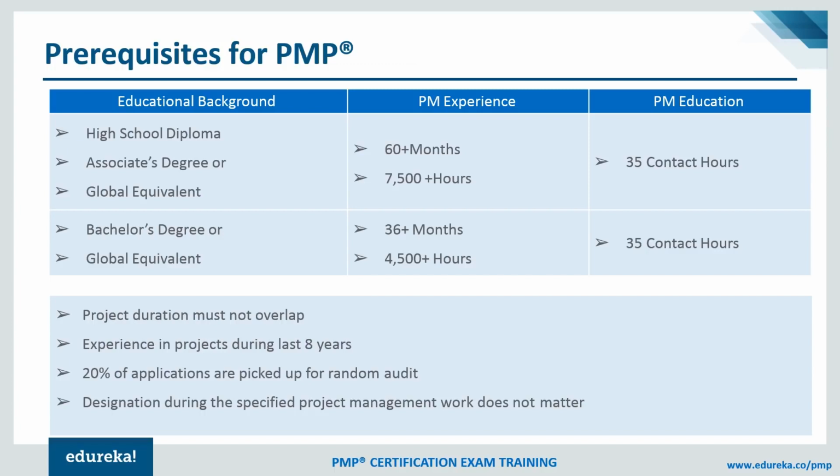So if you have less experience, less than 3 years, then you are not eligible right now. You will have to wait for some more time. Okay. And in case you do not have a degree, you have a high school diploma or any global equivalent, then you need to have 7,500 hours of project management experience, accumulated over a minimum of 60 months. Okay.